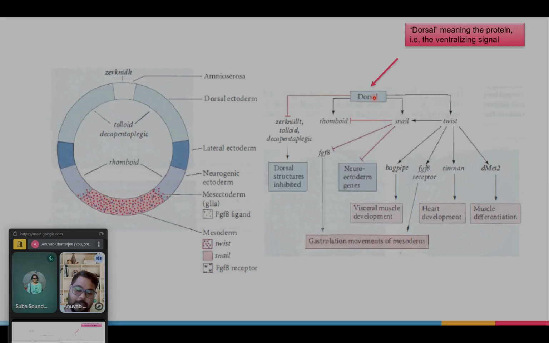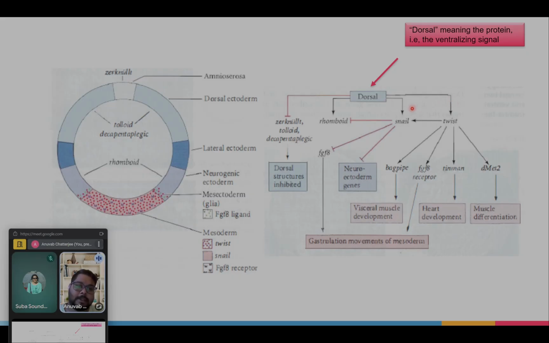So it gets a bit confusing. But dorsal is the name of the protein which ventralizes the embryo. So it does a lot of things. First thing it does is that it inhibits all the genes which are required to form dorsal structures. So DPP and everything else which forms dorsal structures is inhibited. So the dorsal structures such as the amnioserosa, dorsal ectoderm, lateral ectoderm are not formed here on the ventral side because dorsal is inhibiting all of these genes.